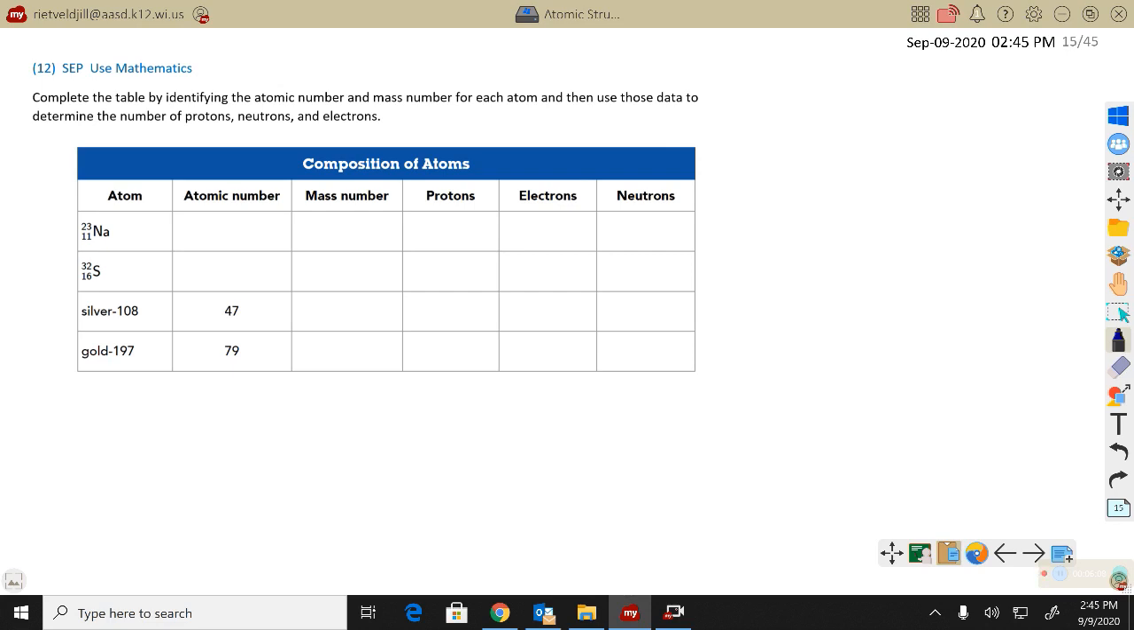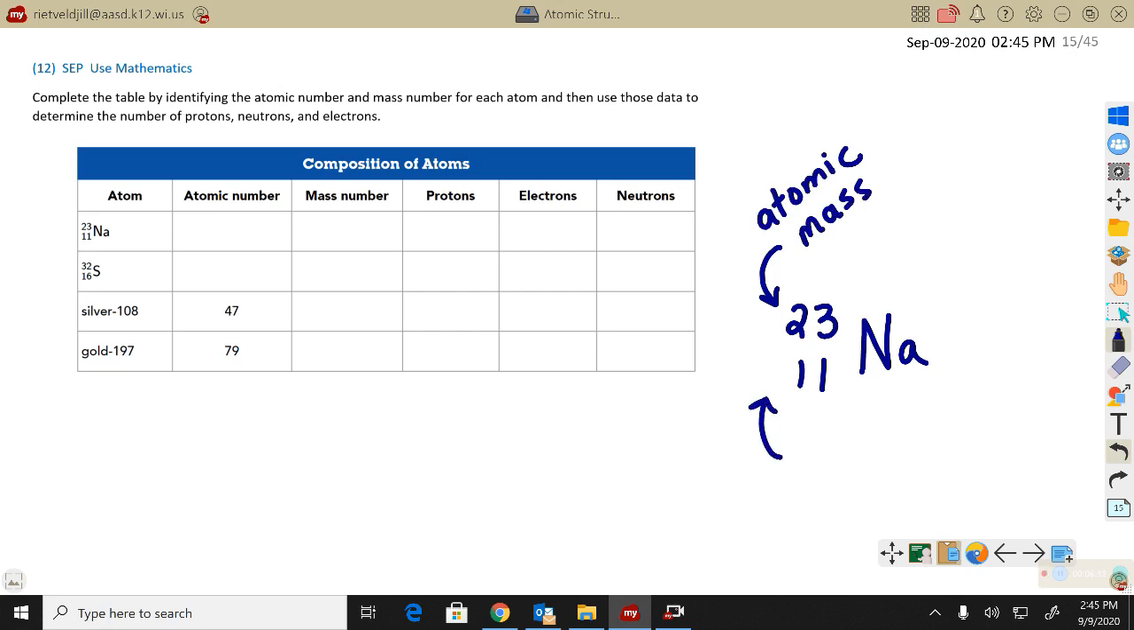Okay, so before we get into this chart, I should also mention that there are two ways of showing some of this information. The one that we're familiar with is like this sodium with the 23 and the 11. And I say sodium, where the top number is the atomic mass and the bottom number is the atomic number. The mass is always bigger, the atomic number is always smaller.